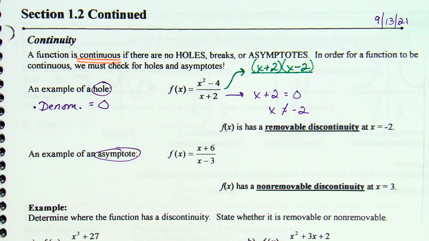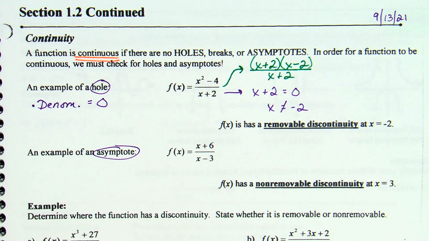So here we have x plus 2 times x minus 2 on top. My denominator was x plus 2. And I saw a lot of light bulbs go on there. What do you notice? Because that denominator that presented the issue can cancel out, that means that there is specifically a hole at x equals negative 2.